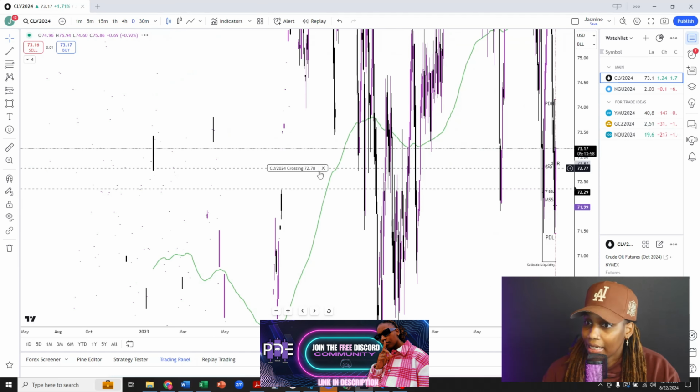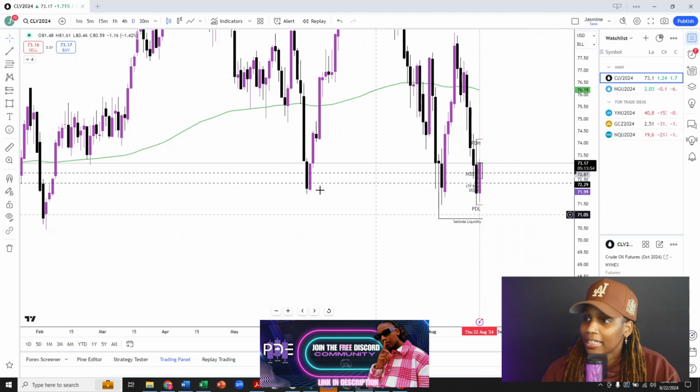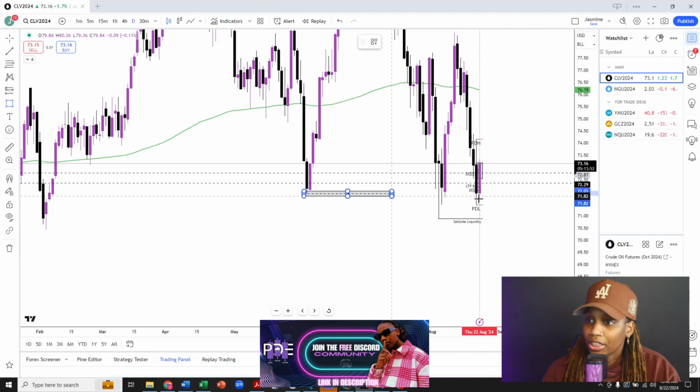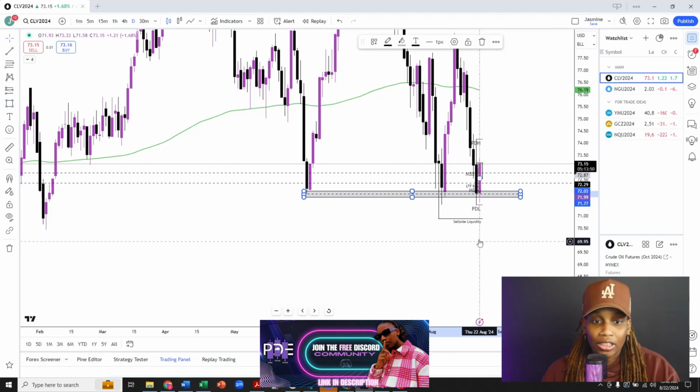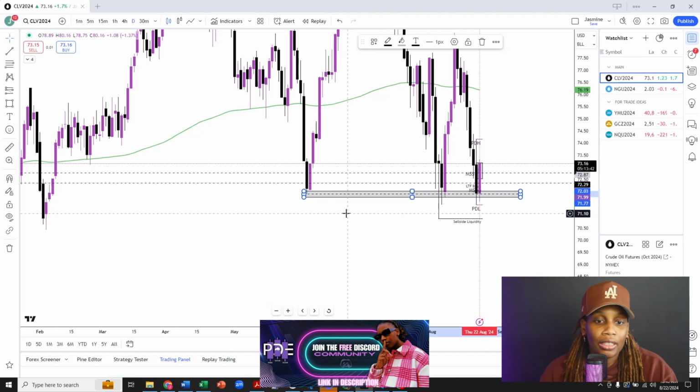Go to the daily. I see that we're at an area where price continuously rejects, right? So I know that we're probably going to have major buying pressure in these areas. We've come down here 3 times and have failed to break the low.